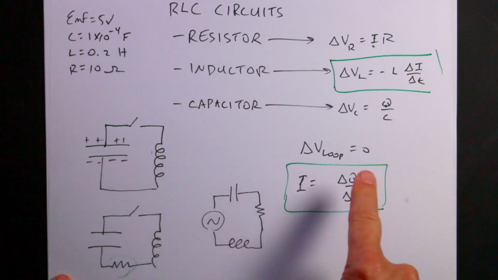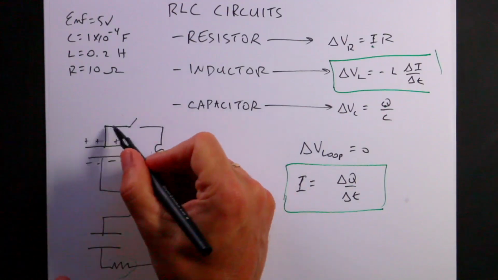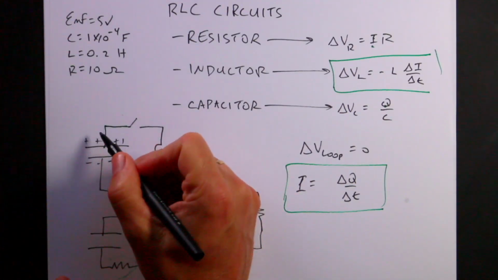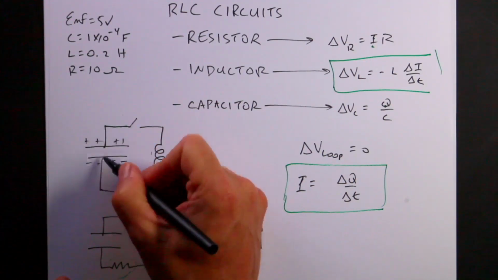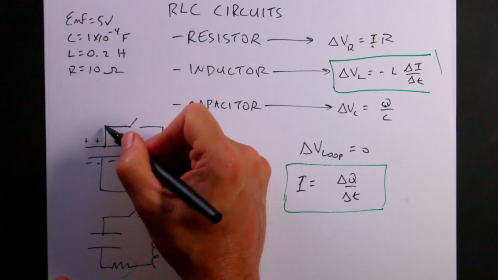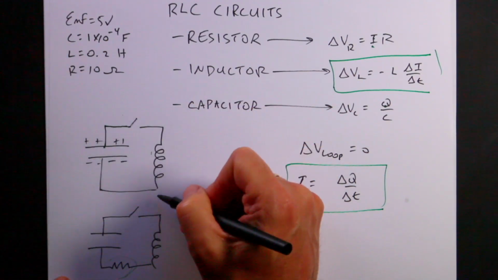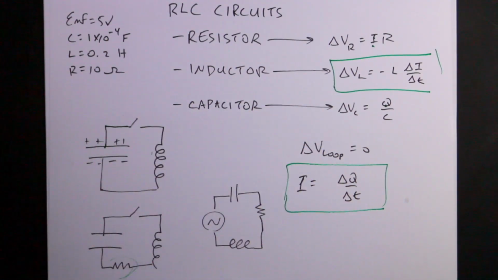And what I'm going to do is use the loop rule, which says that if I go around a complete loop and I add up all the changes in potential, then I will get to zero. Okay, so in this case, if I start right here and go across, I have the voltage across the capacitor and the voltage across the inductor, and that has to be equal to zero. And we can use that to solve for some stuff.